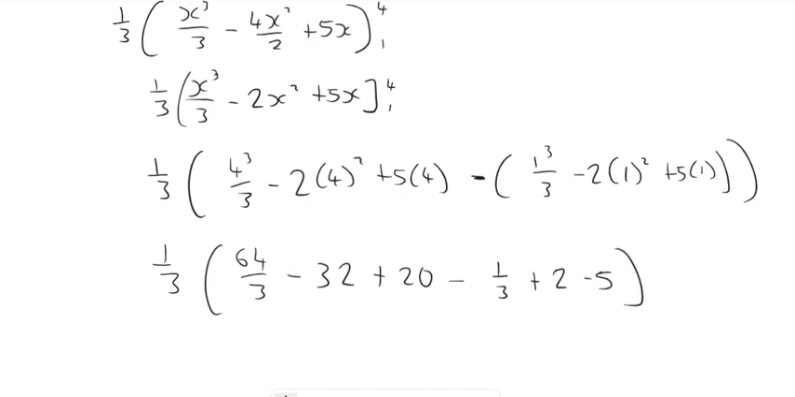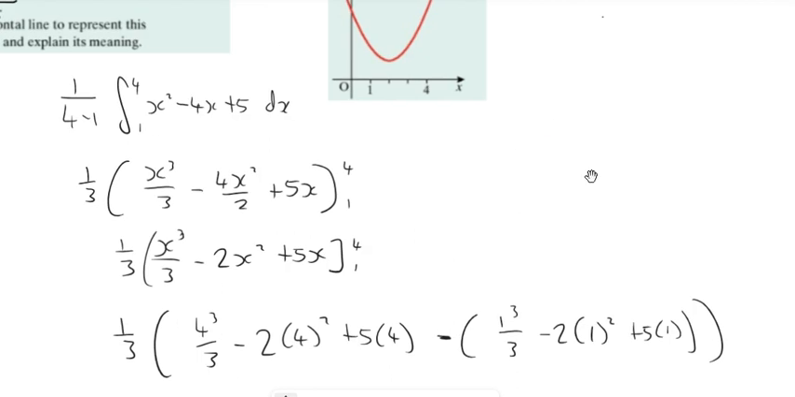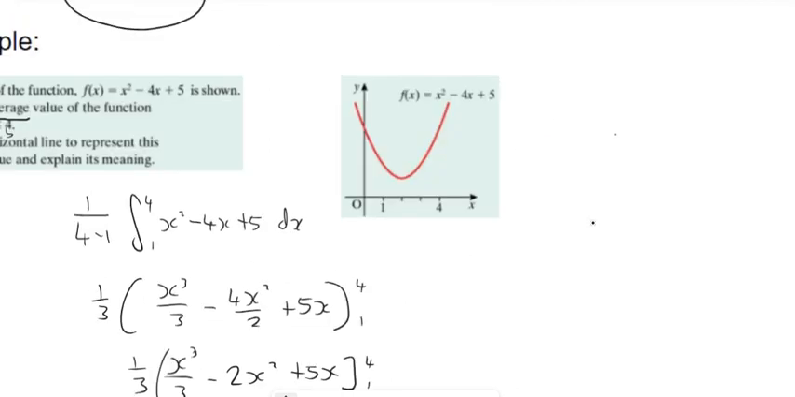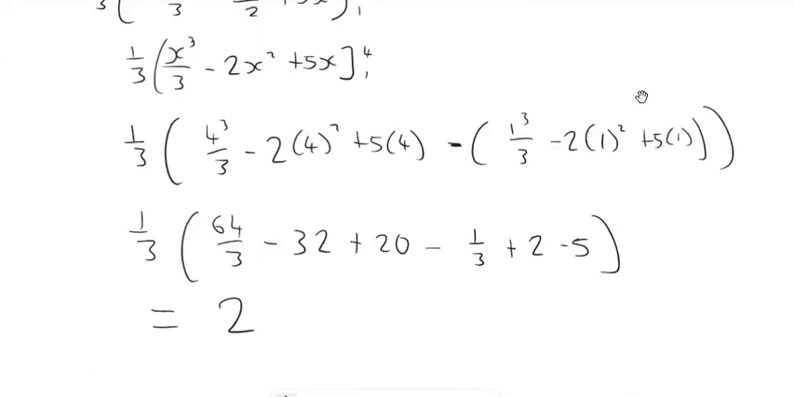And then it's just calculator work from there. And when you put it all in, you should end up getting 2. So it works out to be 2 in the end. So that would mean that our average function between those two lines was 2. So I was estimating that the line would be around here. It might not be exactly there, but that would be at 2 then. So that's the average value.